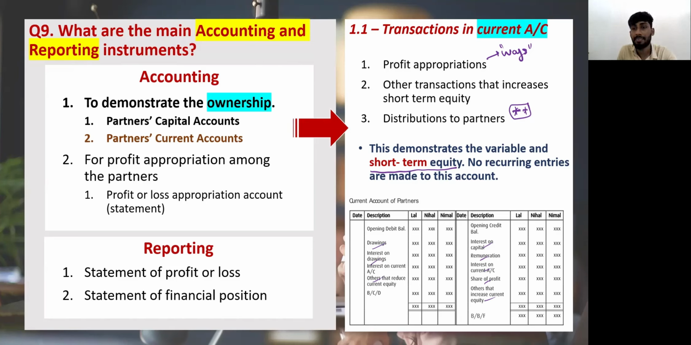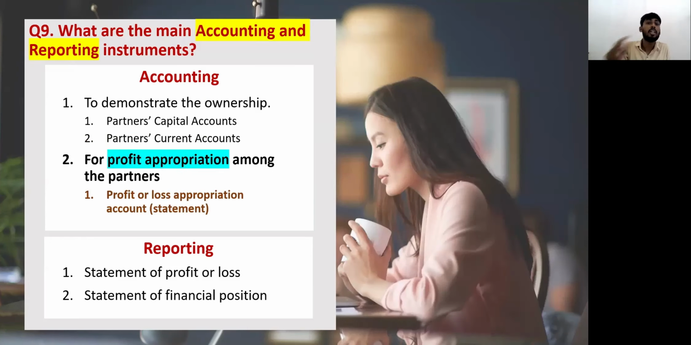Okay, great. Now, you are very clear with the 2 things which are relating to the demonstration of ownership. What are the 2 things? Capital account and the current account. Now let's move on to identify the profit appropriation account.